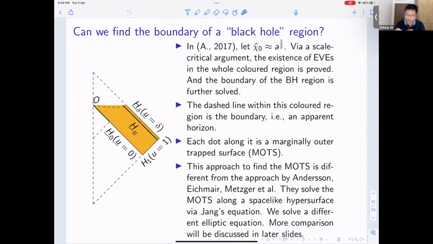So this approach to get the modes is different from the approach by Lars and also Eichmair, Metzger et al. They have very famous papers which try to solve the modes along a spacelike hypersurface via Jang's equation. So here we solve a different elliptic equation because we solve the modes along the incoming null cone. So yeah, it's quite different. More comparison will be discussed in later slides.